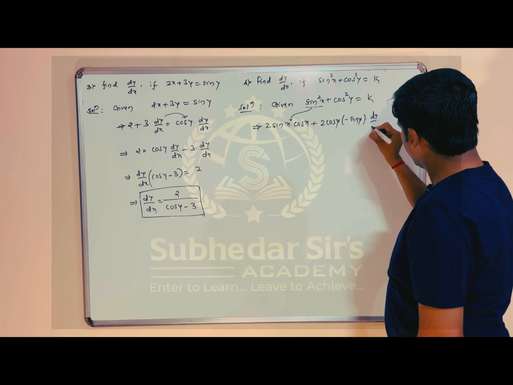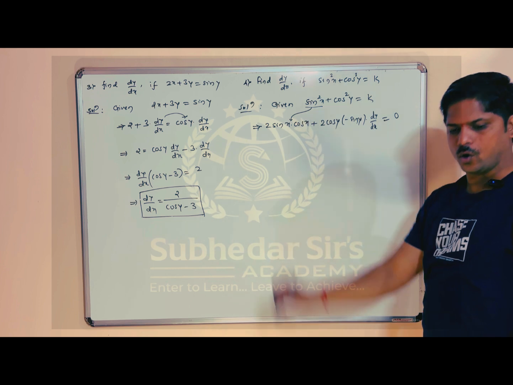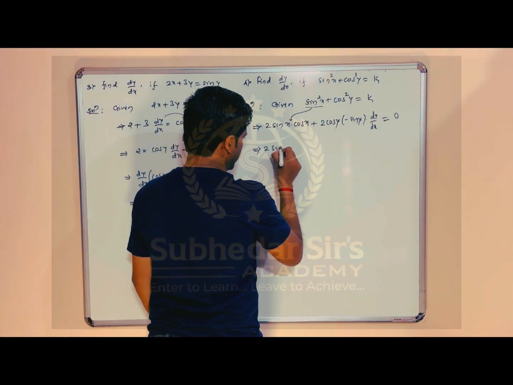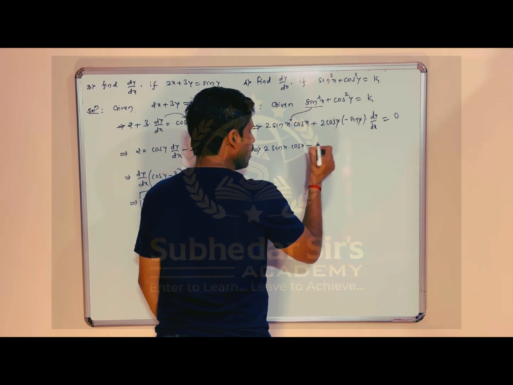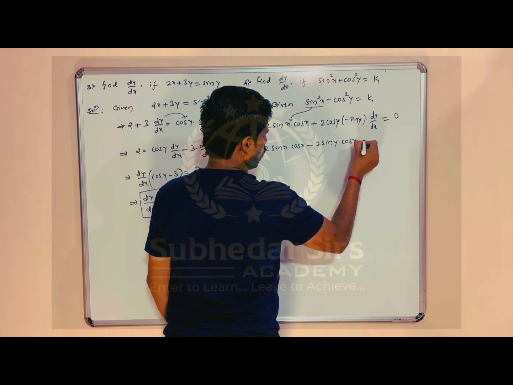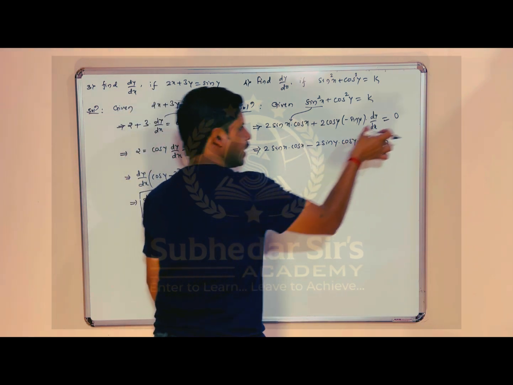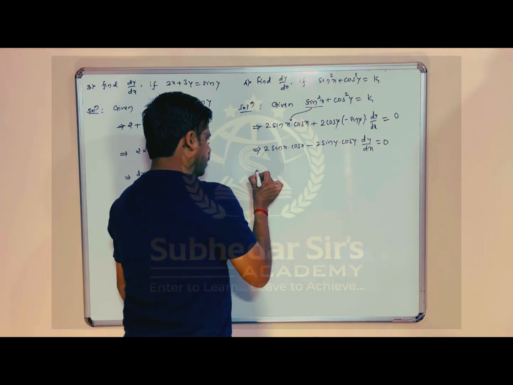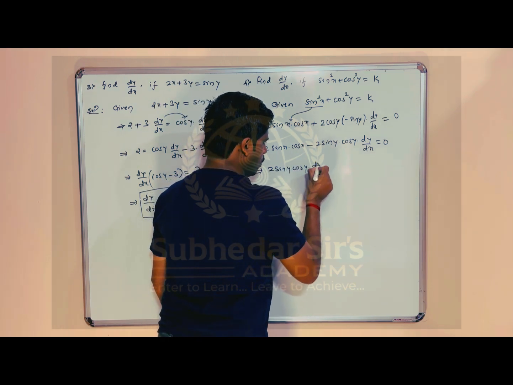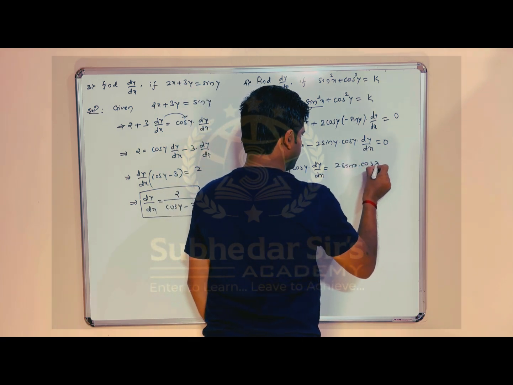Y differentiation is dy by dx, and constant differentiation is 0, right? Here this can also be written as 2 sin x into cos x plus into minus 2 sin y into cos y into dy by dx is equal to 0. Take this minus 2 sin y cos y into dy by dx to RHS, becomes positive. That is 2 sin y cos y into dy by dx is equal to 2 sin x into cos x.